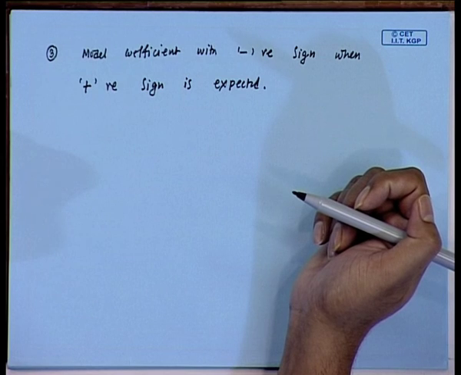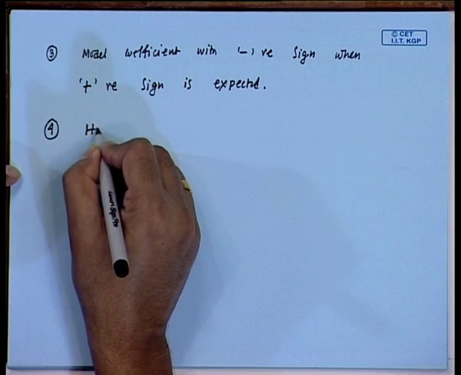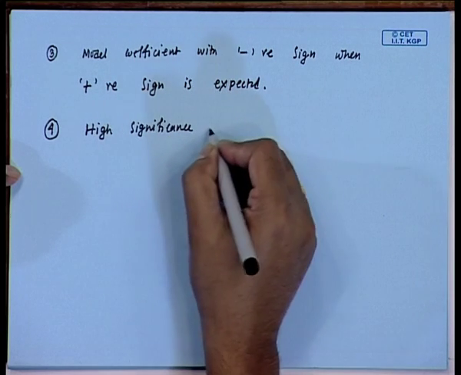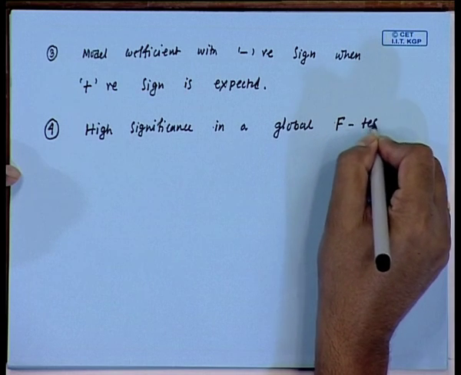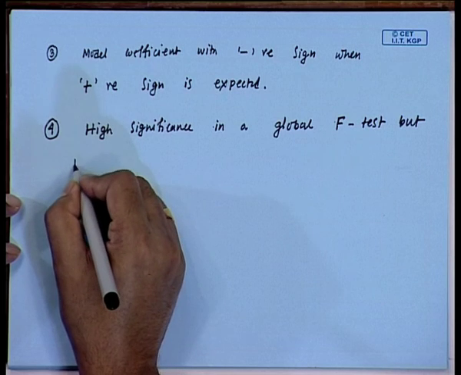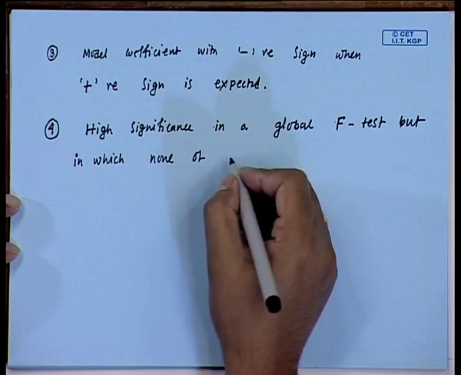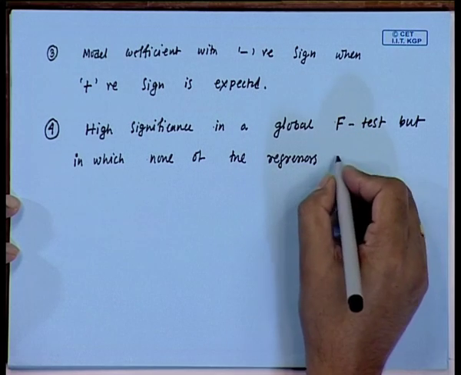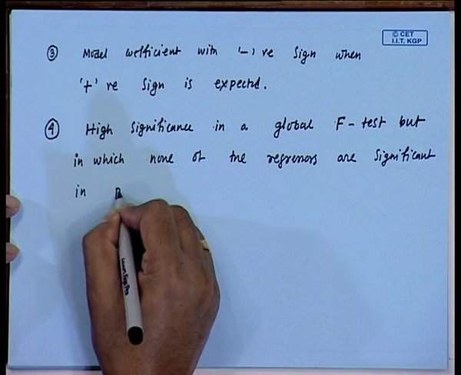And the next issue, the fourth one, is high significance in a global F test, but in which none of the regressors are significant in partial F tests.